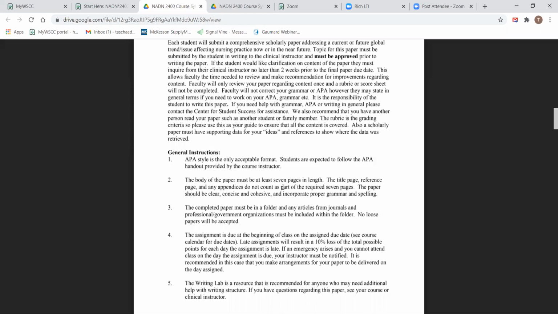There will not be a rubric or a score sheet that's completed. The faculty will not correct your grammar and your APA. However, they may simply state in general terms that you need to work on your APA and your grammar. It is your responsibility to write this paper. So don't give it to your instructor and have your instructor fix it for you and expect that they're going to make all these corrections. It is your job to write the paper. And when you give it to your clinical instructor, they can give you feedback.